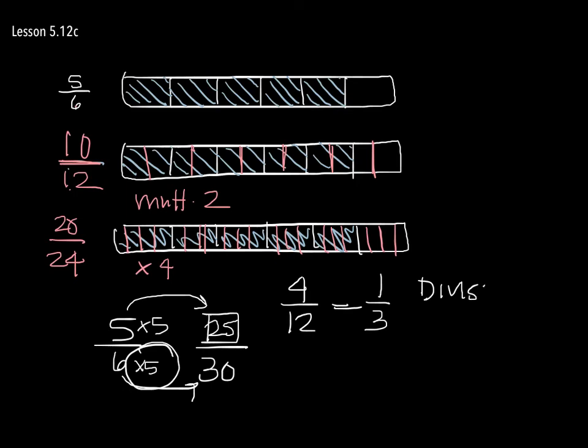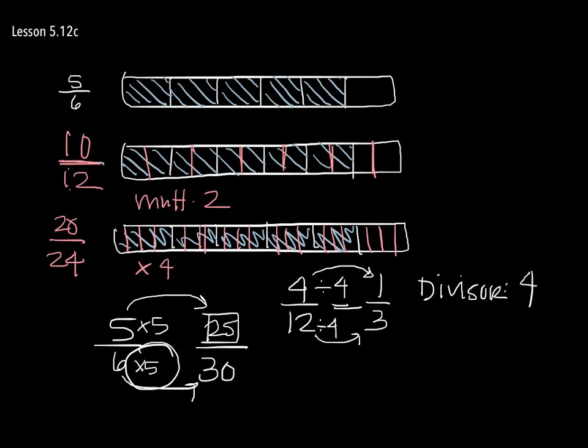Now what is the divisor that we used? Well, what did we do to 12 to get to 3? And what did we do to 4 to get to 1? Hopefully, boys and girls, you'll realize that it's the same thing. We did the same thing to 12 to get to 3 that we did to 4 to get to 1. And what did we do? We divided by 4. 4 divided by 4 is 1. 12 divided by 4 is 3. So our divisor in this case is 4.